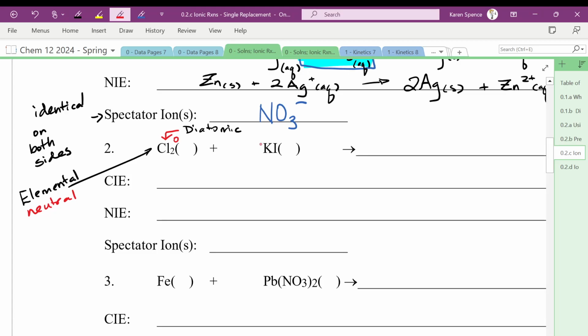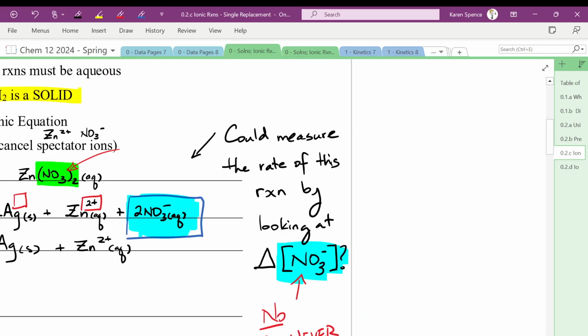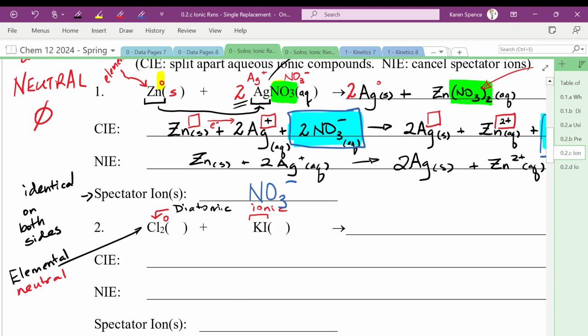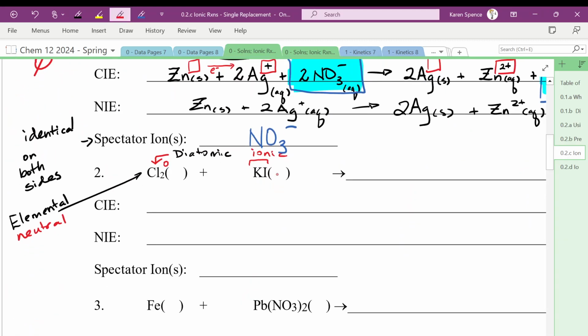Now over here, what do we have? What kind of a thing is that? K and I together. That's an ionic compound. And remember, everything is taking place in aqueous solution, so we've got that beaker full of water. So KI is going to be aqueous.